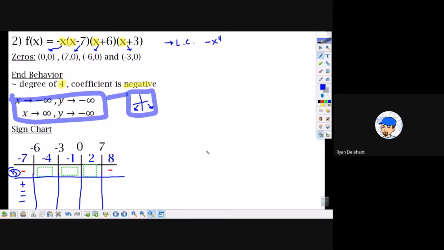I know that when I go to sketch this thing, pardon my sketching. Sketching is exactly what I mean. Out here at -6, I know this end goes downward. That's what that negative tells me. It's below the x-axis at that point. How far do we need to go? So we had 7, 0, and -3.